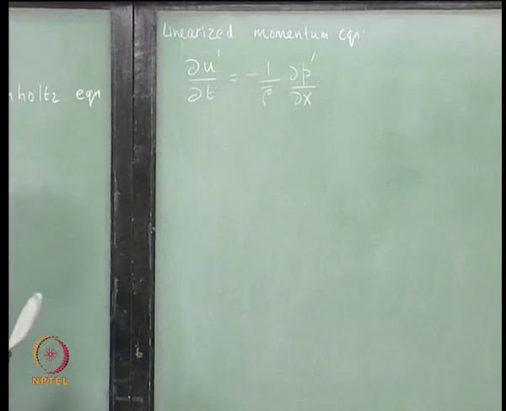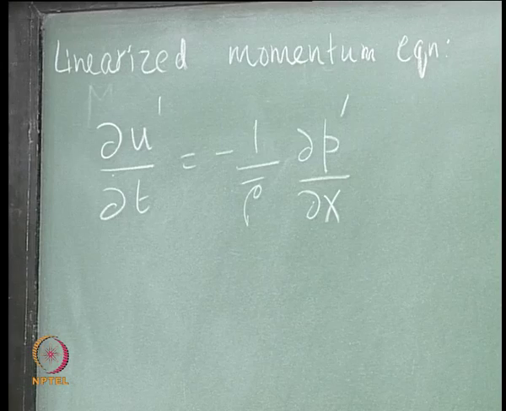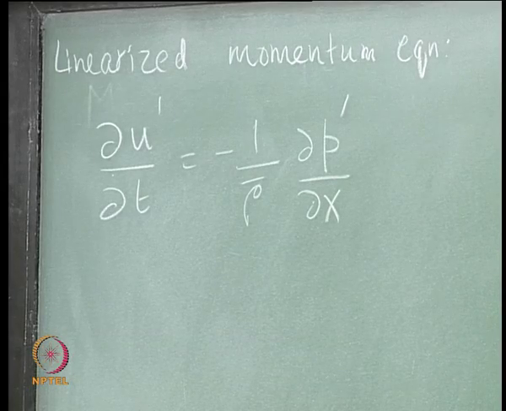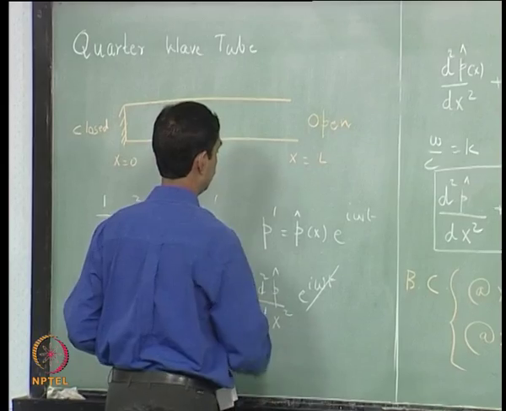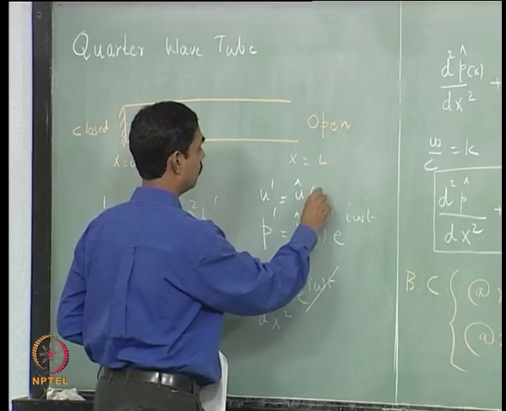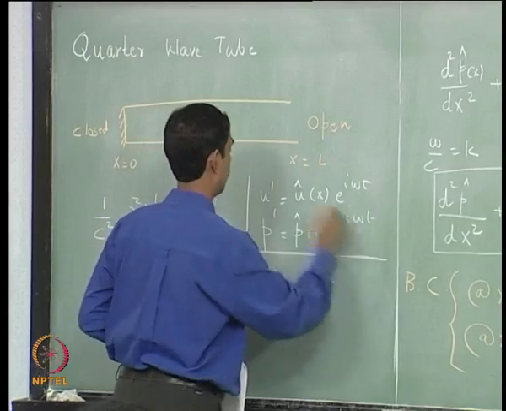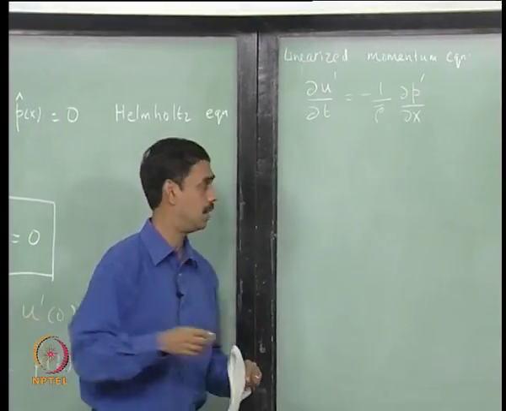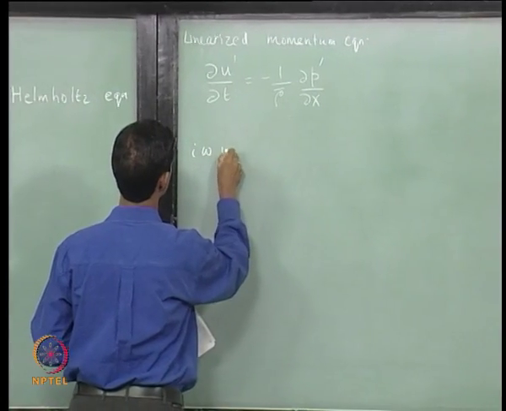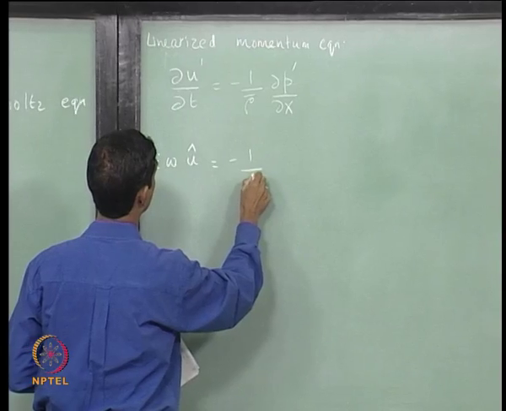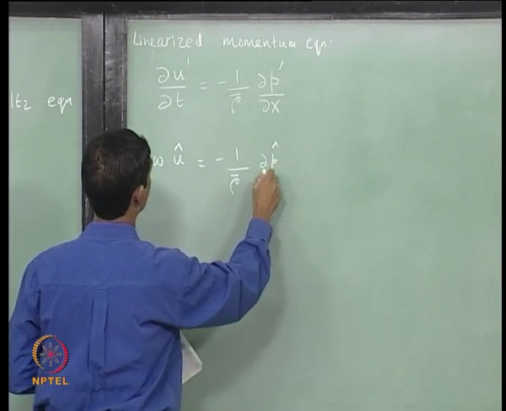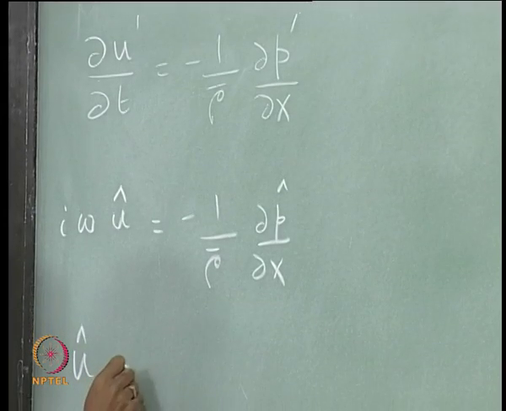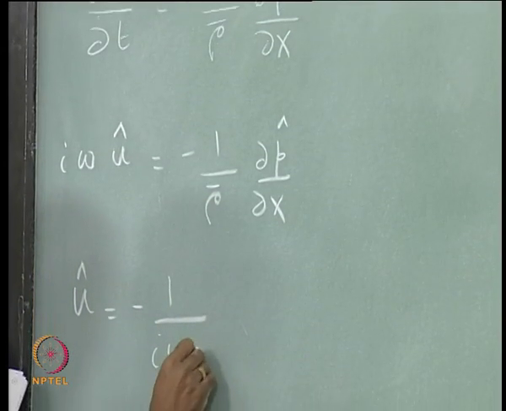So we can use the linearized momentum equation, du prime by dt equal to minus 1 over rho bar dp prime by dx, and if you now substitute this ansatz, we said that p prime is p hat of x e power I omega t, and we also make an ansatz u prime equal to u hat of x e power I omega t. So let us box this here, and so when you differentiate e power I omega t, you get I omega out. And e power I omega t on both sides will cancel, so u hat equal to minus 1 over I omega rho bar dp hat by dx.